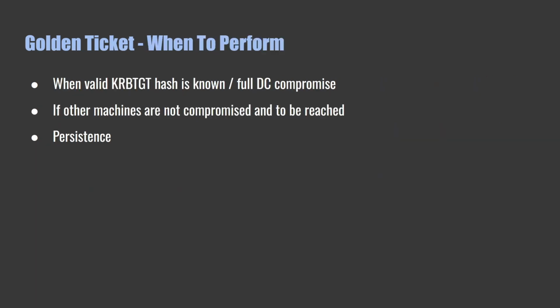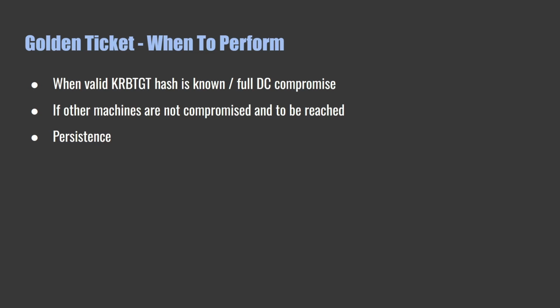So, when to perform the golden ticket attack: when a valid KRBTGT hash is known and the full DC has been compromised, you can then probably move from that domain to another domain potentially. You can just crawl about whatever domain you're in, go mad, and then potentially go across into other domains and go to an enterprise level. I'm not covering that in this, but obviously that's what could be done with this attack.